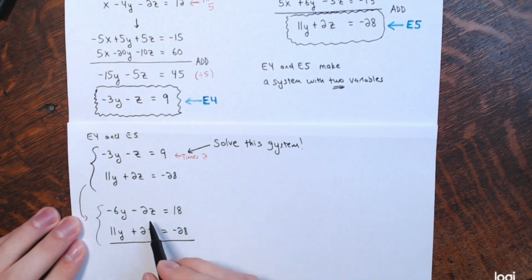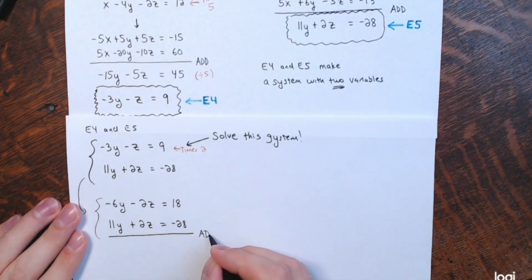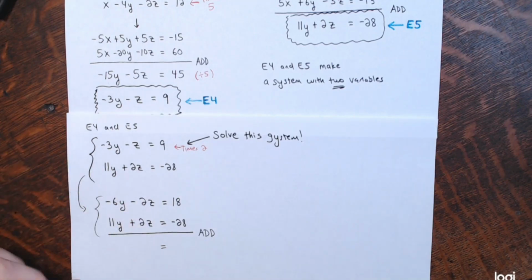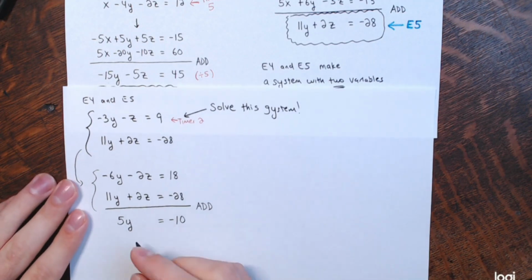And now that the coefficients of z are opposites, negative 2 and positive 2, we add to make a new equation. That'll eliminate the z's, and I'll be left with y's. Negative 6 plus 11 is 5y on the left, equals 18 plus negative 28, which is negative 10 on the right. And I solve for y, right? Divide by 5, y equals negative 2. Here is the y value of the solution of this system.